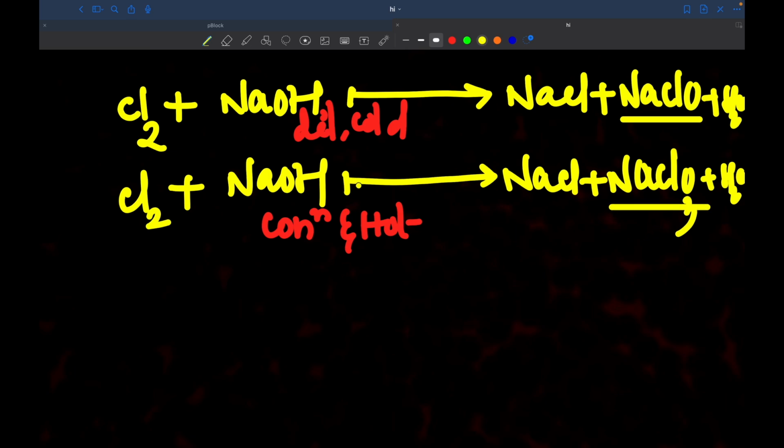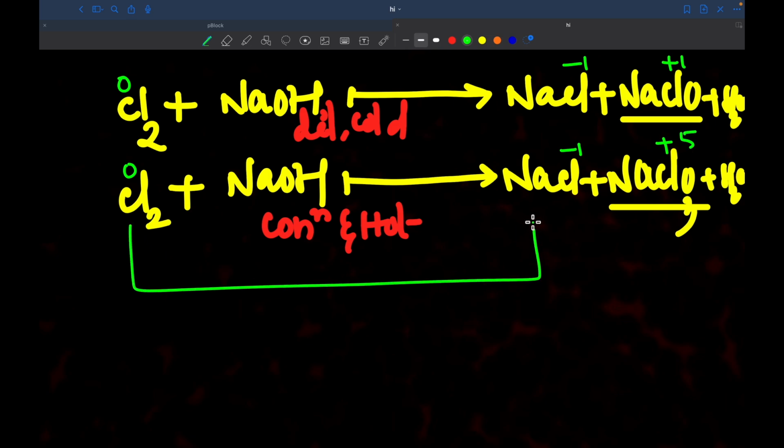These two reactions are disproportionation reactions, right? Where chlorine is in zero oxidation state, here it is zero oxidation state, here also zero, here it is -1, here it is +1, here it is -1, here it is plus 6 minus 1, how much does that come to? +5 oxidation state.